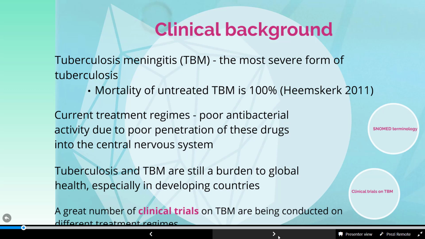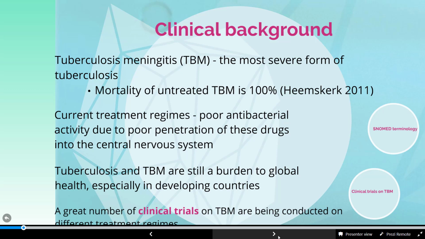I am going to start with some clinical background on tuberculosis meningitis or TBM. It is basically the tuberculosis infection of the central nervous system, which is a form of tuberculosis. Some studies have shown that the mortality of untreated TBM is 100%. It is a very difficult disease to treat using commonly available antibacterial agents due to poor penetration of these drugs into the central nervous system, where the infection site is.